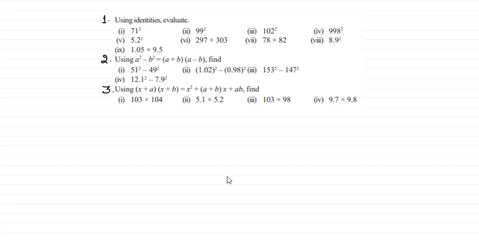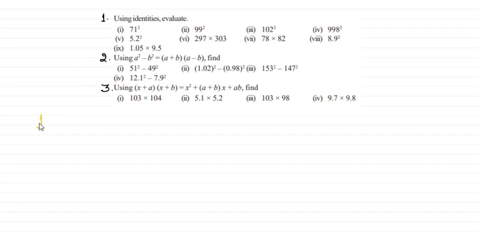Using the identities, we can also solve numerical problems as well. So here I've taken those only. You can see the first one. In the first part, we have to find the square of 71. So here we can use the identity.